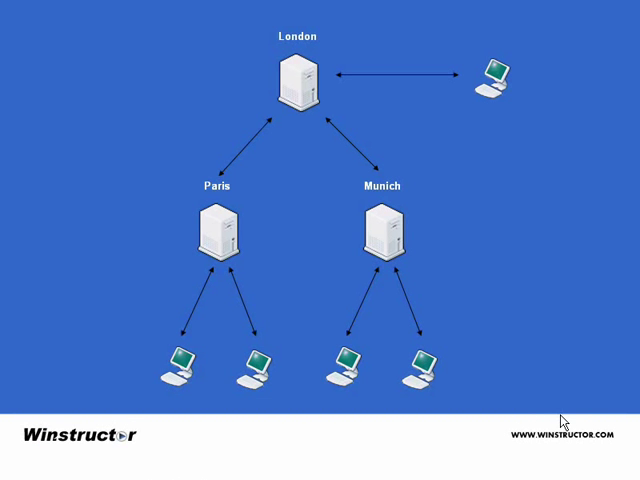Now let's consider a situation where we have a head office in London and smaller offices in Paris and Munich. To use SUS effectively in this situation, we need to consider a few things. Firstly, as our head office is in London, we might want to approve updates at London. Secondly, we have three different languages to contend with: English, French and German.